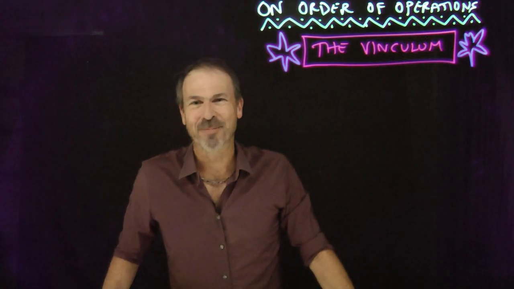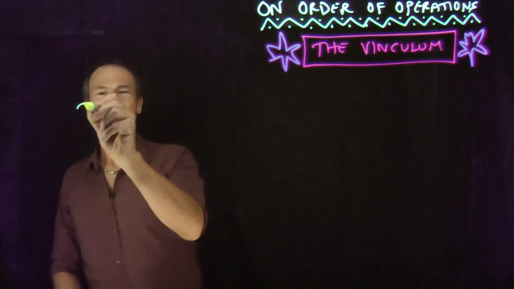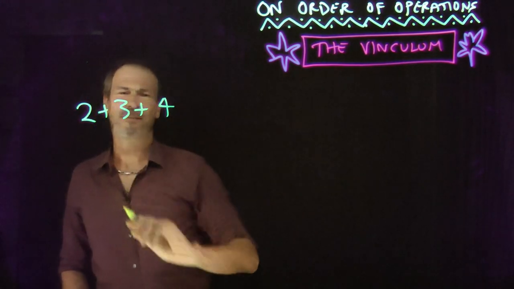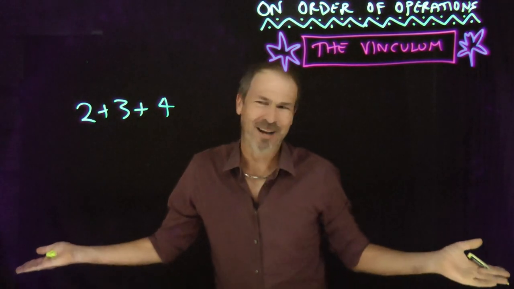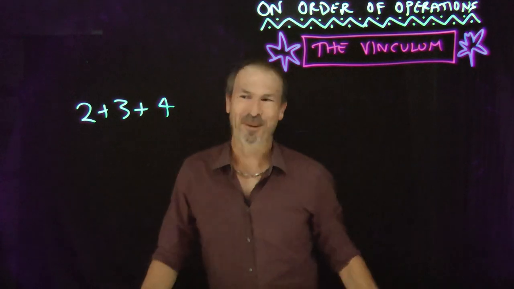G'day, I'm James, and here's a very strange question. What does 2 + 3 + 4 mean? Well, clearly it's 9, 2 + 3 + 4 is 9, but is that what I mean by my question? Who knows what I mean?